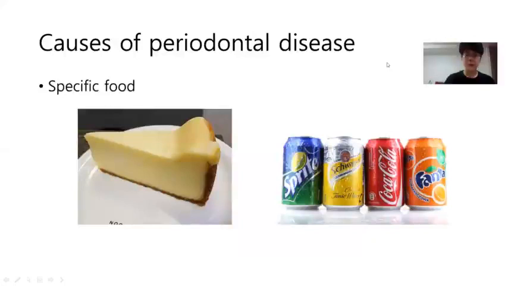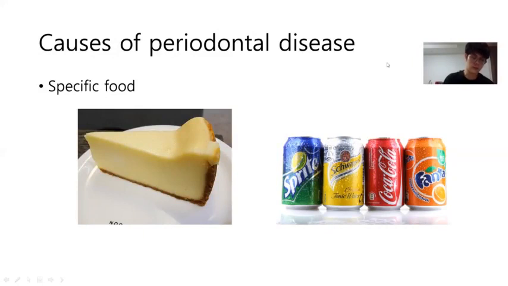And the third reason is specific foods. Foods can also be a big factor. Soft, thick carbohydrate type foods, like you can see, like cheesecake or some gums or caramels, attach to teeth and help bacteria form bacterial membranes or plaque. And food and beverages that contain sugar, like you can see soft drinks, also have the same effect of forming plaque.